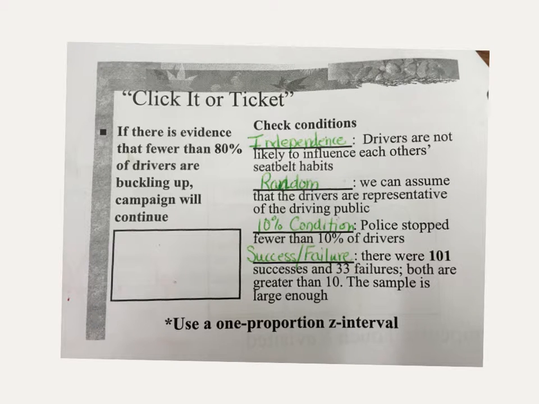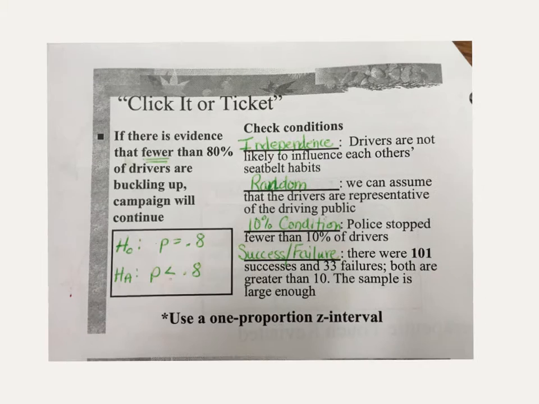Here are your conditions: independence, random, 10% condition, and success/failure. How'd you do? Our hypotheses are H0 is that P is equal to 0.8. That's what we were actually told, as reported, 80% were buckling up. And our HA, which is our alternative, is that P is less than 0.8. We want to see, it says, is there evidence that fewer than 80% are buckling up?